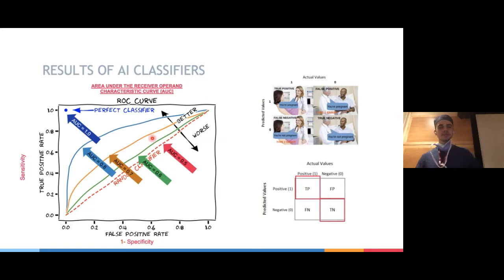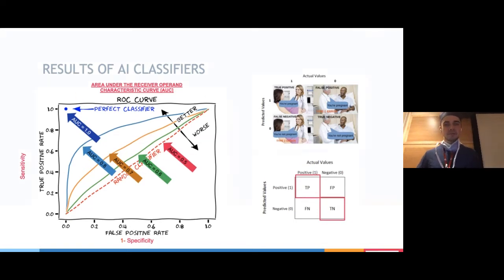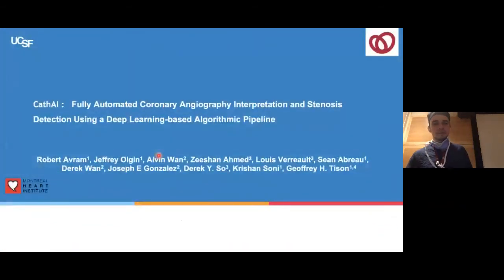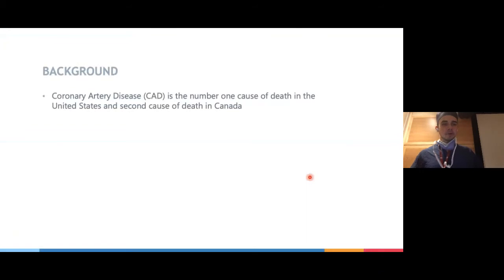And all the results I'll present today will display confusion matrices and also the area under the receiver operating curve. So let's dive deep into the application of AI. I'll start with the first project I was lucky to be involved in, which also involves the Ottawa Heart Institute. It's called CAT-AI. And we start with coronary artery disease.